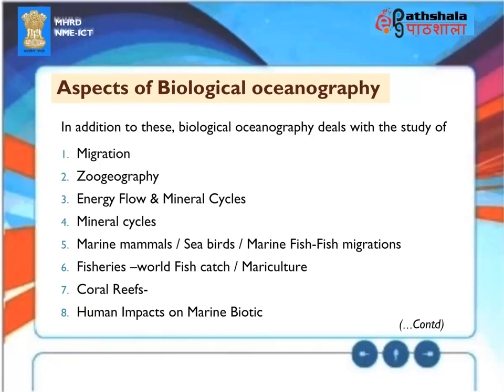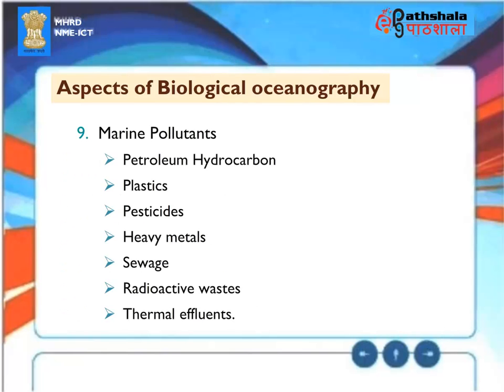Aspects of biological oceanography. In addition to these, biological oceanography deals with the study of migration, zoogeography, energy flow and mineral cycles, marine mammals, seabirds, marine fish, fish migration, fisheries, world fish catch, mariculture, coral reefs, human impacts on marine biota, marine pollutants, petroleum hydrocarbons, plastics, pesticides, heavy metals, sewage, radioactive wastes, thermal effluents.